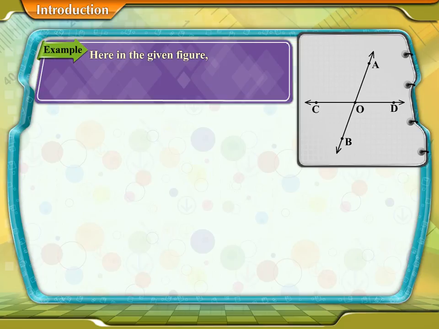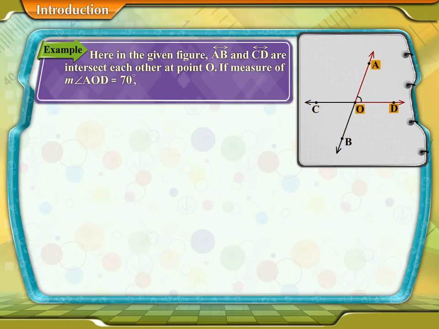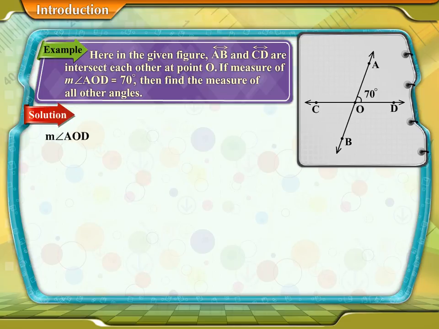Here in the given figure, line AB and line CD intersect each other at point O. If the measure of angle AOD is 70 degrees, then find the measure of all other angles. Here, the measure of angle AOD is 70 degrees. So, the measure of angle COB is also 70 degrees because vertically opposite angles are congruent.